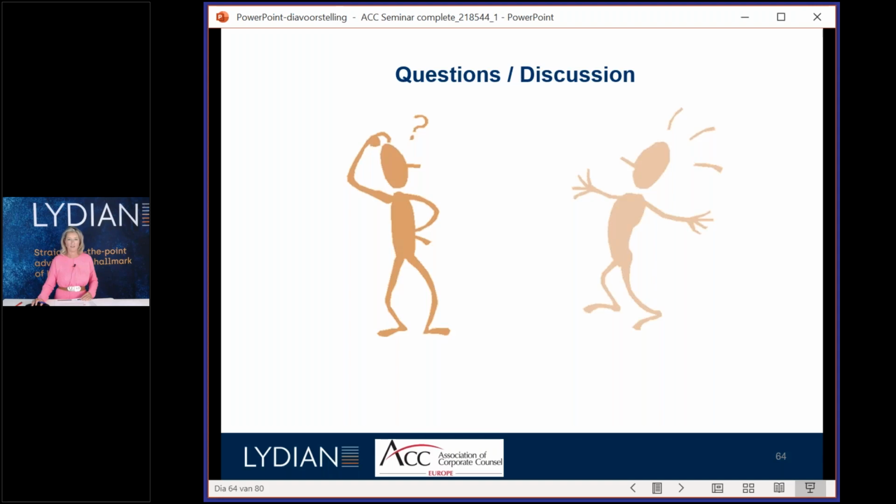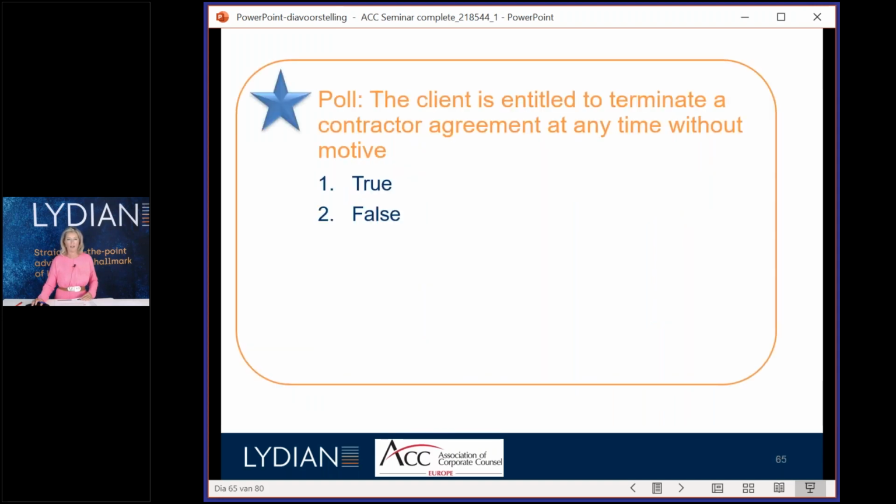Okay, as always, we have a nice poll organized. The poll at hand for my part is a statement, and we invite you to answer this statement as true or false. So the poll question is, the client is entitled to terminate a contractor agreement at any time without motive. So it's up to you to decide if this statement is true or false.